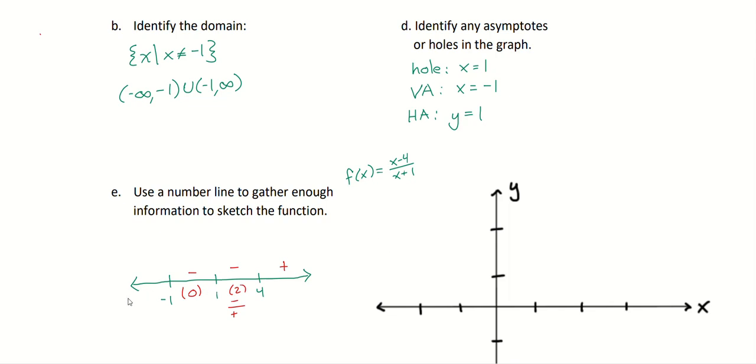So let's do something obnoxious like negative 10. And you could use negative 2 and get the same answer, but negative 10 allows me to really easily say, oh, that's a negative over a negative. Positive.